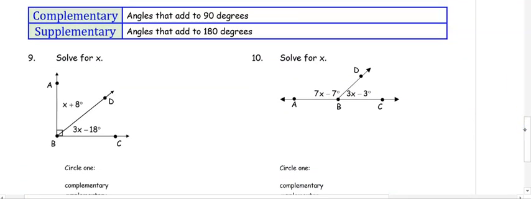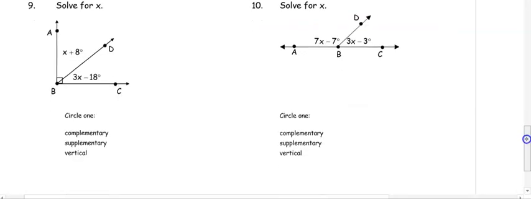We also have complementary and supplementary angles. So complementary are angles that add up to 90, and supplementary are angles that add up to 180. So we want to solve for x and then identify.